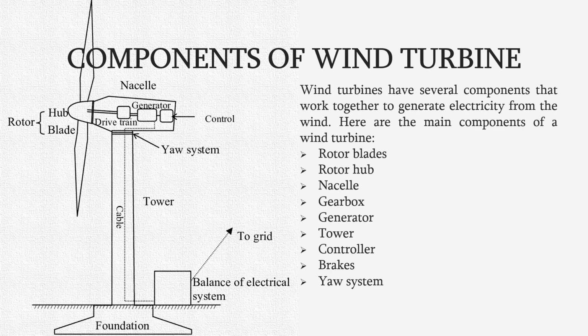The brakes. These brakes are used to slow down and stop the rotor blades in case of emergency or maintenance. Yaw system. The yaw system is responsible for orienting the rotor blades to face the wind, ensuring that the turbine captures as much energy as possible. Together, these components work in harmony to harness the power of wind and generate clean, renewable electricity.